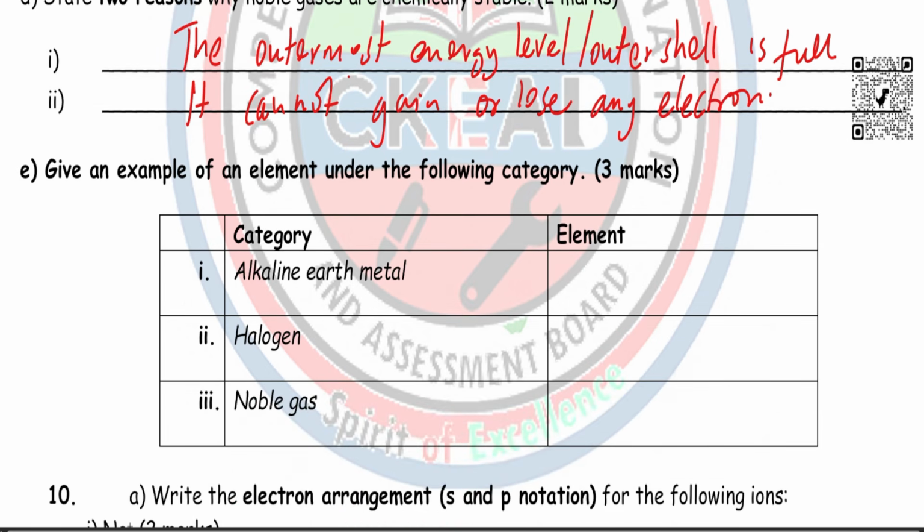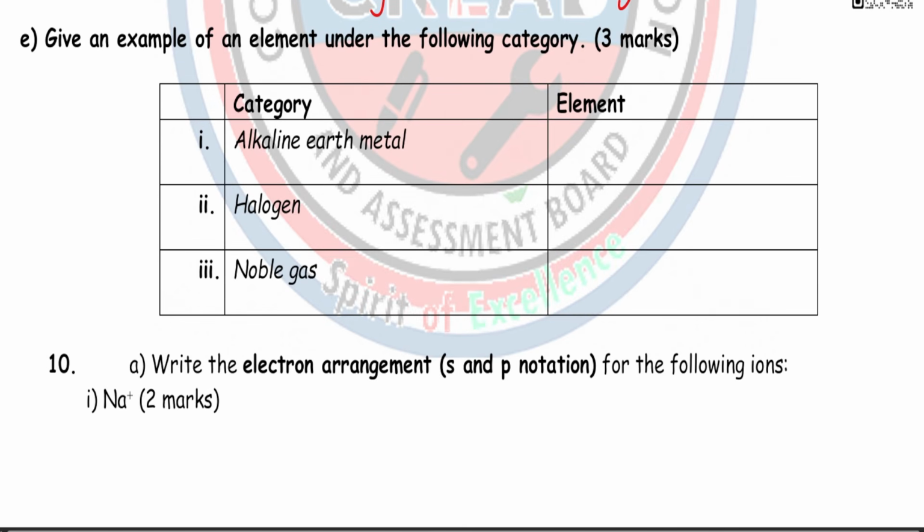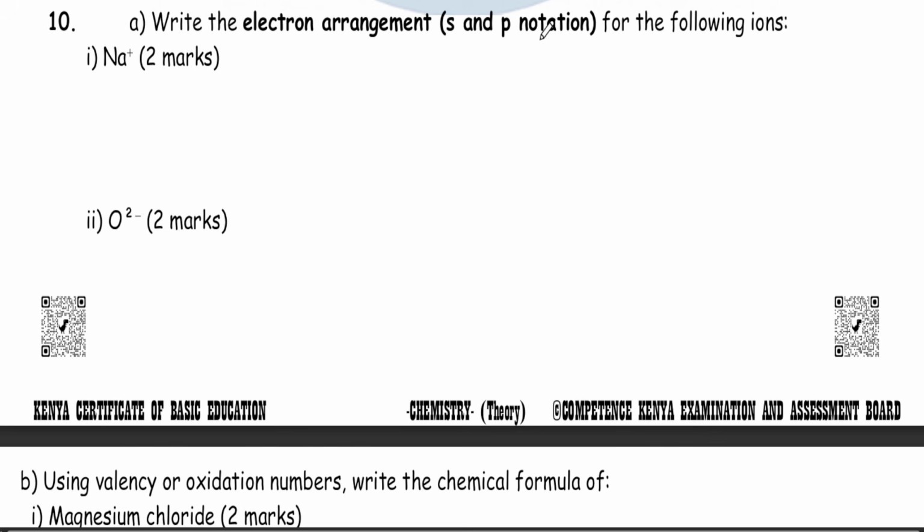Now, question E. Give an example of an element under the following category: alkaline earth metals. We just said it right now. Magnesium. Halogen, we have chlorine, fluorine, iodine. Noble gas, argon, xenon and neon, etc. Okay, let's go to the last question of question 10.